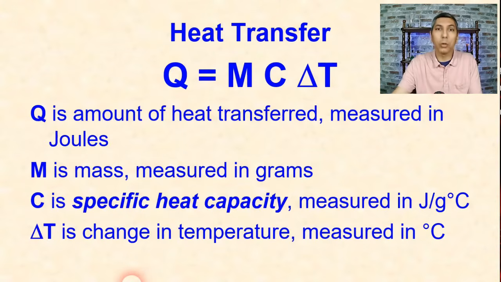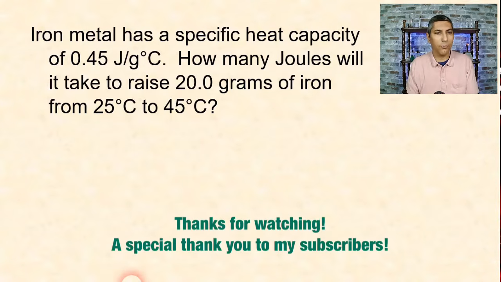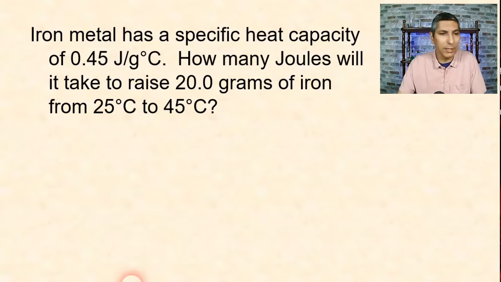We're going to do a few problems together to see how we can use Q equals MC delta T in our chemistry class here. So the first question says, iron metal has a specific heat capacity of 0.45 joules per gram degree Celsius. How many joules will it take to raise 20.0 grams of iron from 25 degrees Celsius to 45 degrees Celsius?